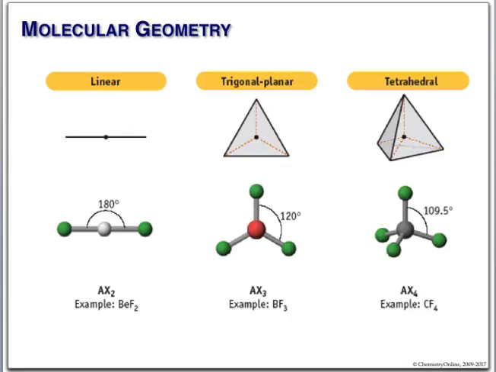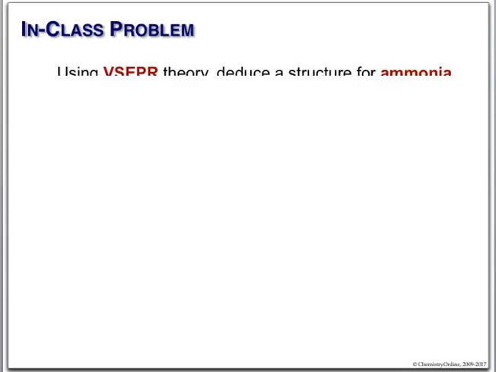This is what they look like. Again, straight line, triangle, and here's our tetrahedron. You can see our central atom is simply lifted up off this bottom plane. Now, how do we figure out what the geometry is going to be? What you're going to do is do a Lewis structure for a compound, and then simply count how many things you have around it.